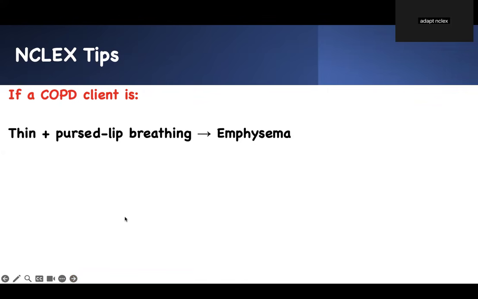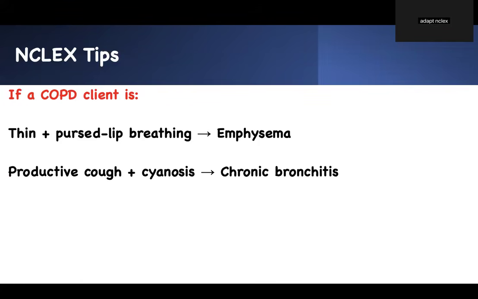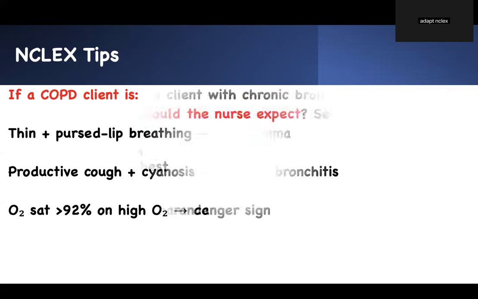Think about it. If the patient is very thin and doing pursed-lip breathing, that is emphysema. If they have a productive cough and they are blue, think about bronchitis. And then the saturation, if it's greater than 92%, we are having a problem. Keep them at 88 to 91. If you start going more than 92, 93, 94, 95, 100, you're taking their drive, and that is the danger zone. So pay attention to oxygen supply.